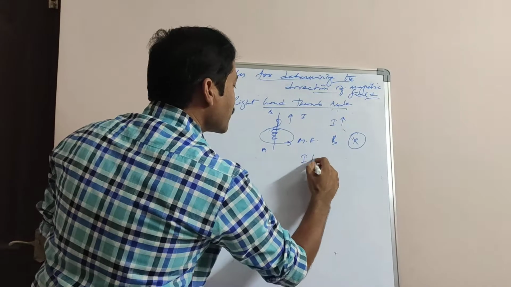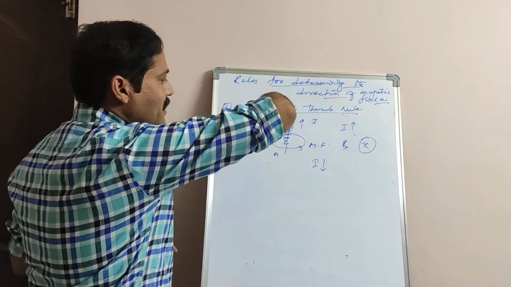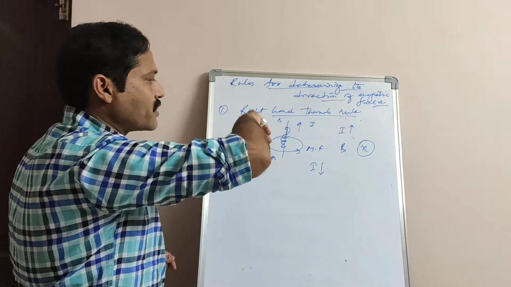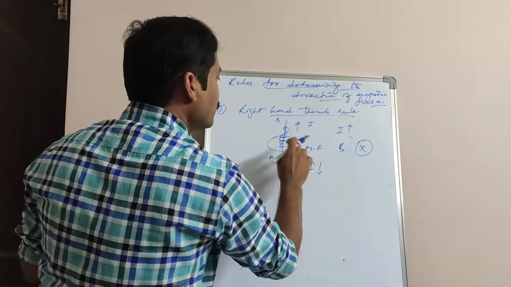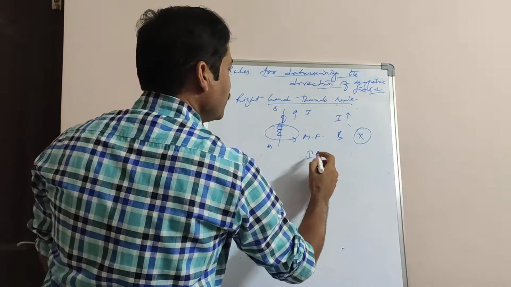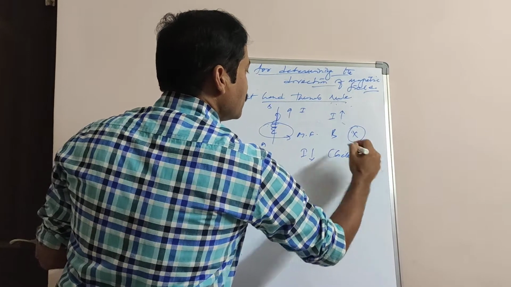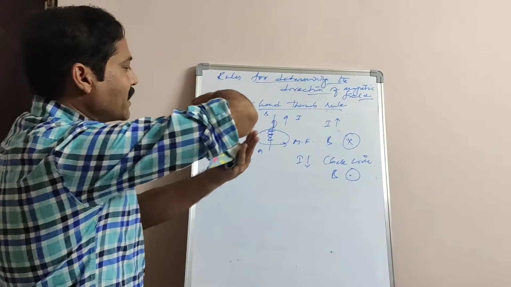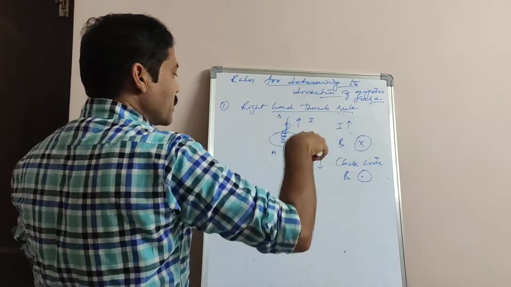Whenever the current is moving in the downward direction, if you just reverse like this, the direction of the current is downwards and the curl of the four fingers is in anti-clockwise direction. When current is in upward direction, the field is acting into the plane. When current is moving in the downward direction, that is clockwise direction, so the field is acting out of the plane. So when current is moving upwards, the field is acting into the plane.